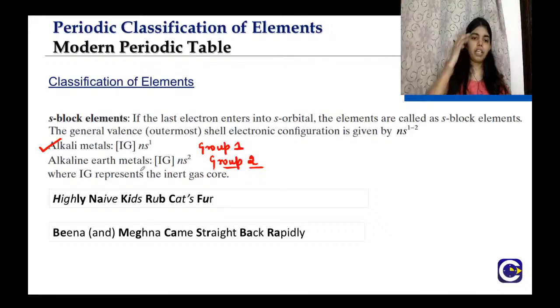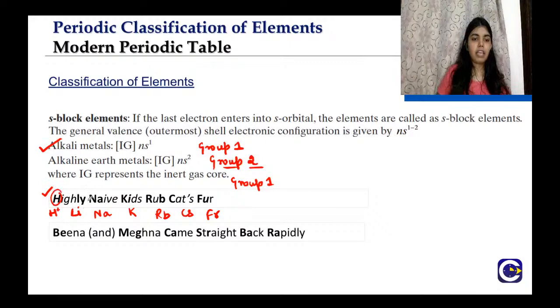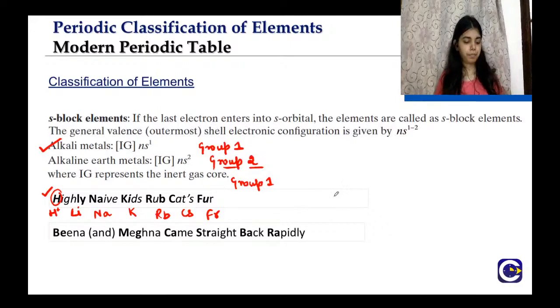We will come on to the electronic configuration. So this is the mnemonic for group 1, that is hydrogen, lithium, sodium, potassium, rubidium, cesium, francium. So you can remember it as highly naive kids rub cat's fur. So H stands for hydrogen, Li stands for lithium, Na stands for sodium, K stands for potassium, rub stands for rubidium, cat stands for cesium and fur stands for francium. This is group 1.